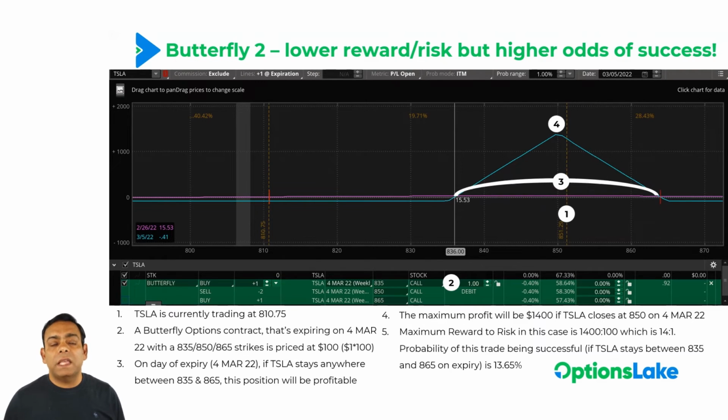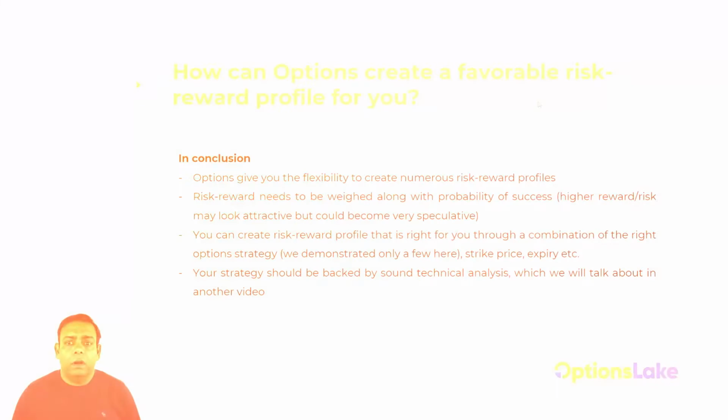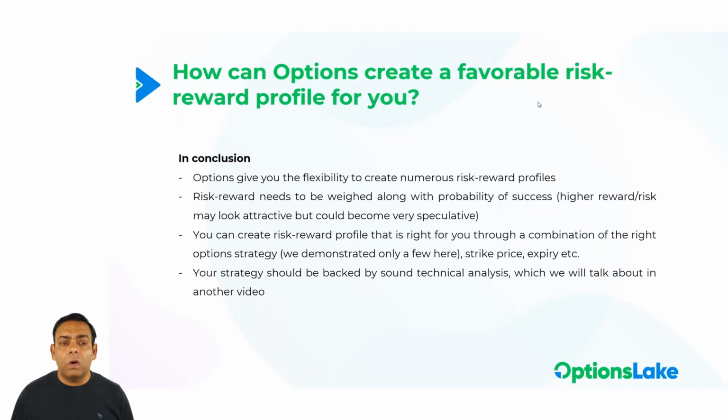If you compare and contrast the prior example to this, it's the same option strategy. It's just the way it's constructed that is different. And because of that, you see a big variance in the maximum risk to reward vis-a-vis the probability of success. The more the reward to risk, the lesser the probability. You have the advantage of calibrating your risk reward vis-a-vis the probability of success of your trade by strike prices and expiry series. Always remember, options can give you the flexibility to create numerous risk reward profiles, not only with different strategies, but numerous risk reward profiles within the same strategy, as we just elaborated with the two butterfly examples.